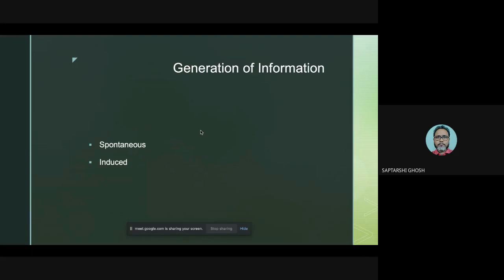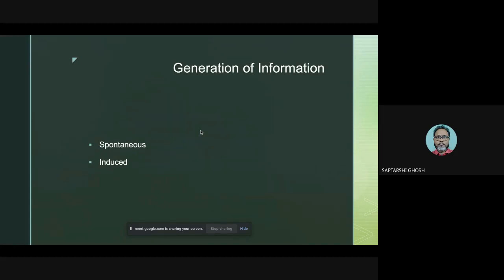Suppose I am asking you something and you immediately stated something, and that might also be generating information, but here I am not talking about spontaneity in that sense. There is a spontaneous information generation. You can define this as a kind of natural information generation. The information generated by nature, by mother earth, generated in such a way where human intervention is not needed.